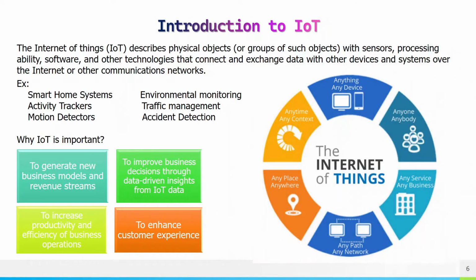Introduction to IoT. It describes physical objects or groups of such objects with sensors, processing ability, software and other technologies that connect and exchange data with other devices and systems over the internet or other communication networks. A few examples of IoT would be smart home systems, activity trackers, motion detectors and much more.